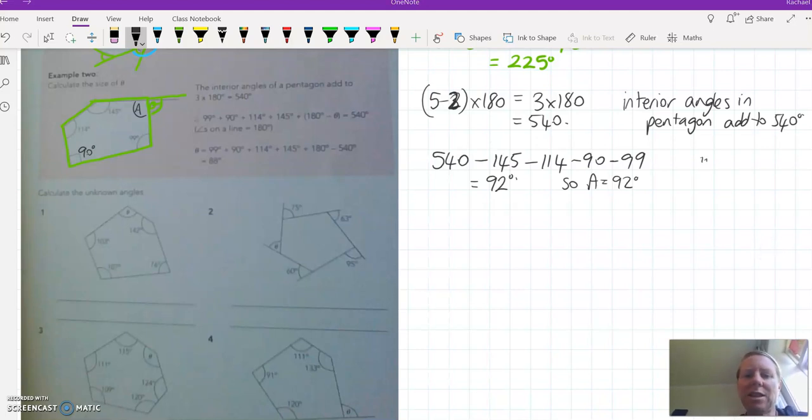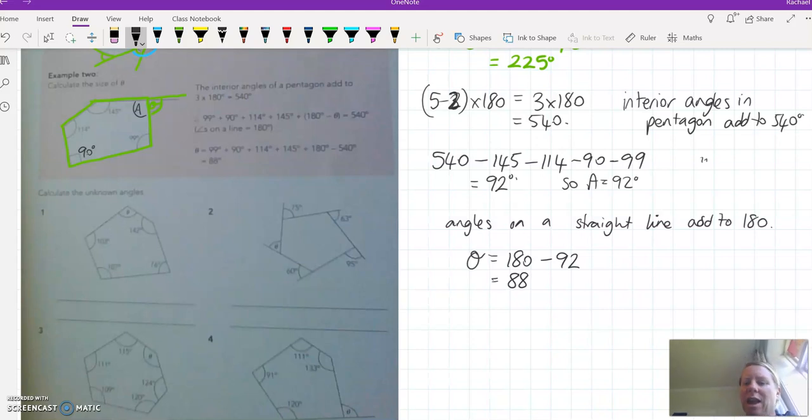And that's the same reasoning that we've just done there. Angles on a straight line, or supplementary angles, always add to 180. So that means theta must be 180 minus 92, which is 88 degrees.